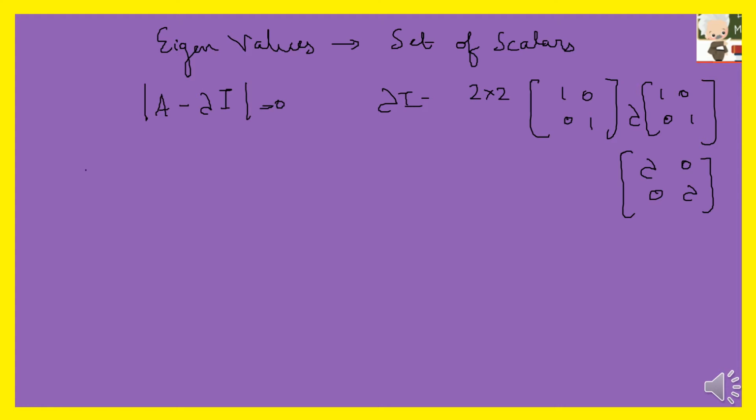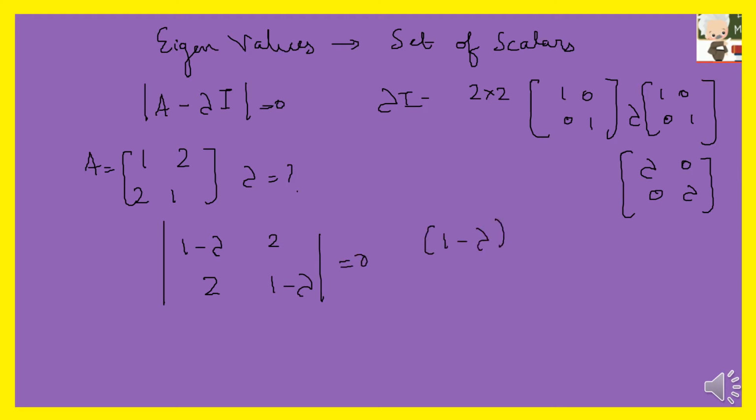For example, if I have a matrix A equal to [1 2; 2 1], now I have to find the eigenvalues, the lambdas. How do we do it? It will be [1 minus lambda, 2; 2, 1 minus lambda], which will be equal to 0. Now I have to take the determinant, which will be (1 minus lambda) the whole square minus 4 equal to 0. Expanding this, 1 plus lambda square minus 2 lambda minus 4 equal to 0. Finally, lambda square minus 2 lambda minus 3 equal to 0. You have to take roots for this. So lambda equals minus 1 and 3.